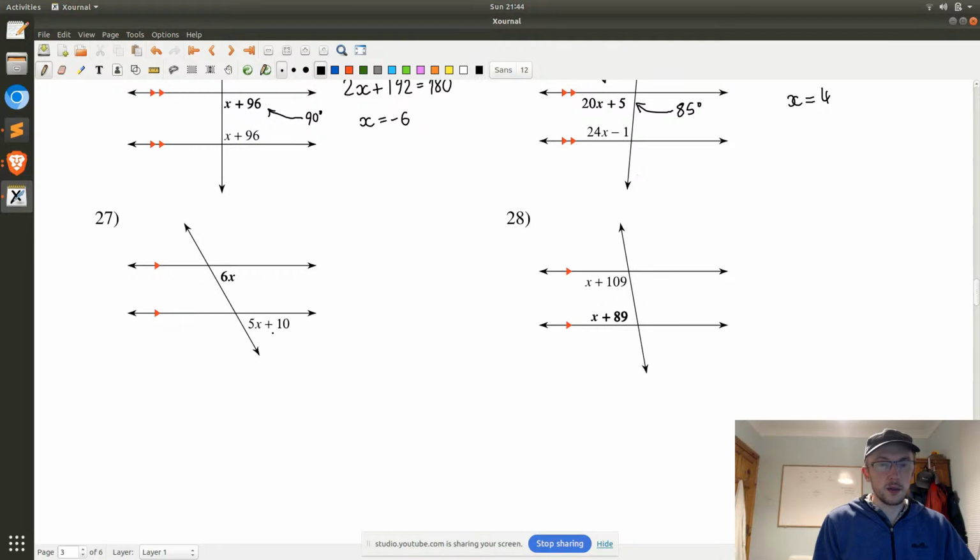6x equals 5x plus 10. Corresponding angles. And so x must be 10 itself. And so this must be 60 degrees.